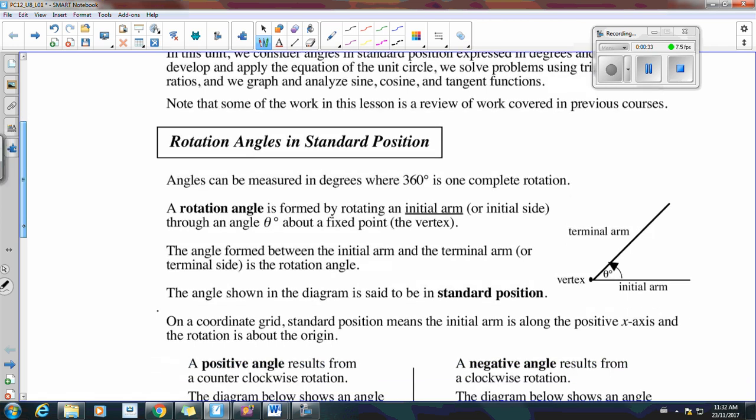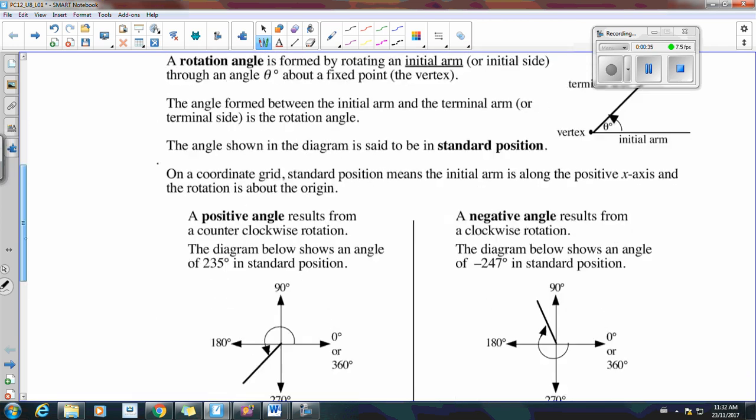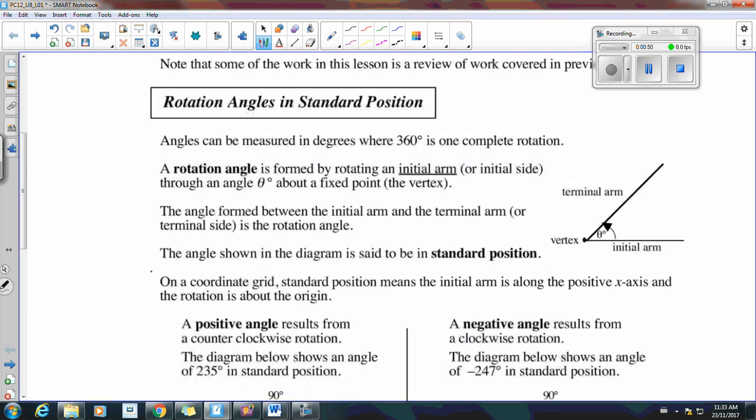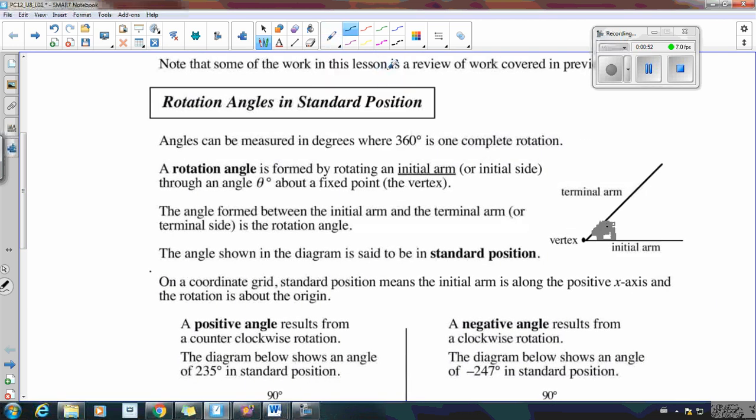So rotation angles and standard position. Angles can be measured in degrees, where 360 degrees is one complete rotation. A rotation angle is formed by rotating an initial arm through an angle theta degrees about a fixed point. So if you originally picture that you have 2 lines overlapping, and then the one opens up, and that's how we get our angle. The angle shown in the diagram is said to be in standard position.